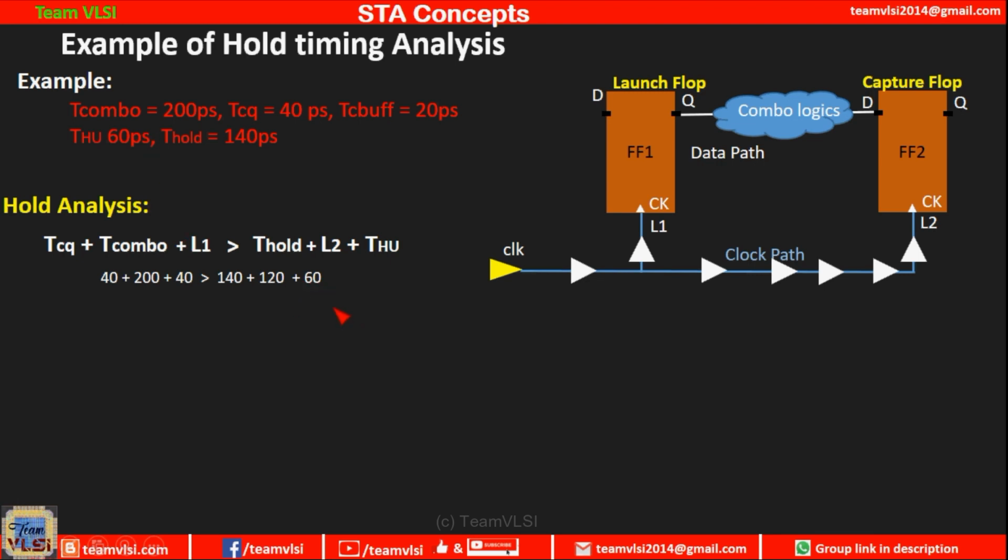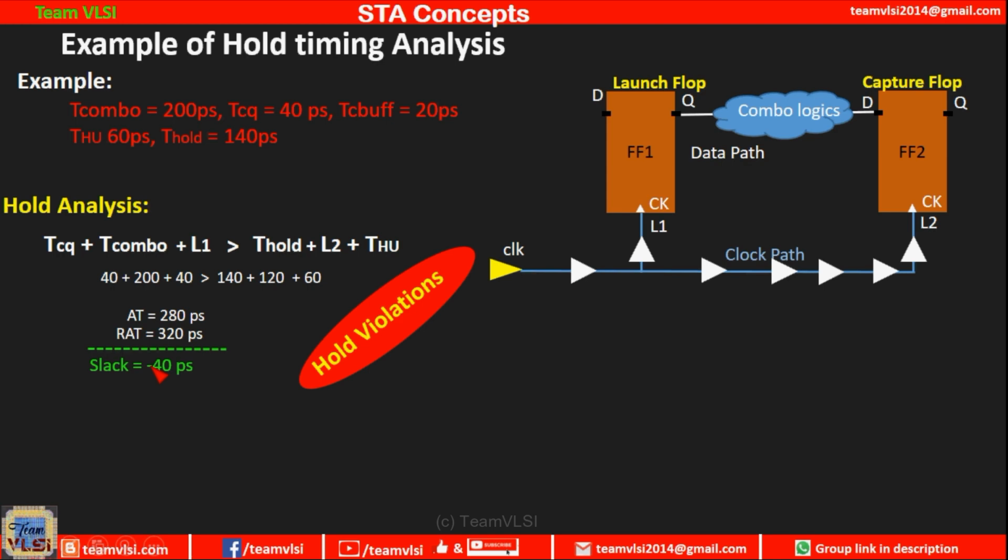If we add on both sides, the arrival time comes to 280 ps, and the required arrival time is 320 ps. If we subtract the required arrival time from the arrival time, it gives minus 40 ps of slack. So minus 40 ps, the negative sign, indicates the hold violation. So let's see the way of fixing the hold violation.